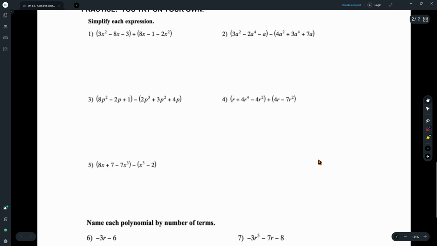All right, so this is the key for U4L2, and this is basically in place of me going over the problems with you in class.